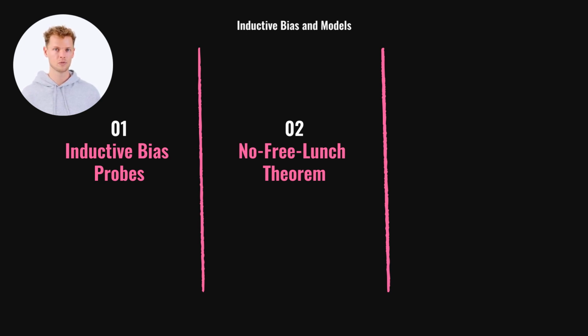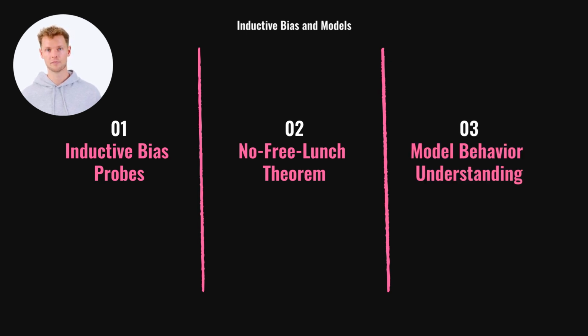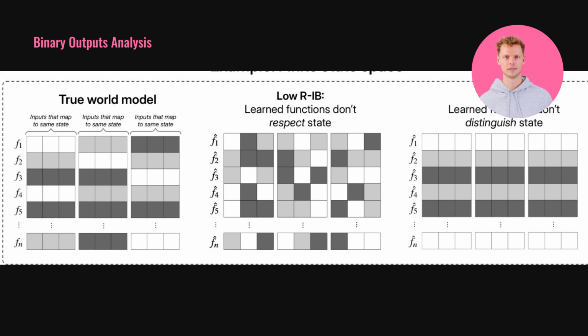This approach evaluates if a model's inductive bias aligns with a postulated world model, crucial for understanding model behavior in new tasks. In the special case of binary outputs and finite state spaces, we probe a model's inductive bias. The probe checks if predictions respect and distinguish state, indicating alignment with a postulated world model. This helps evaluate if the model's inductive bias aligns with the world model, crucial for understanding its learning behavior.